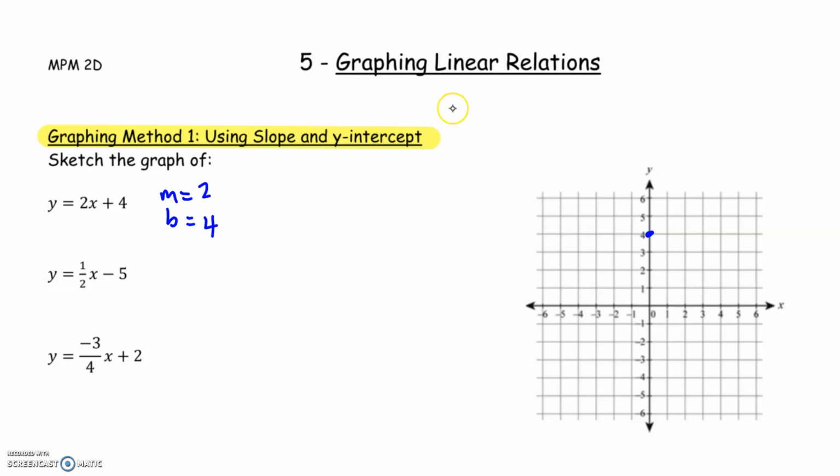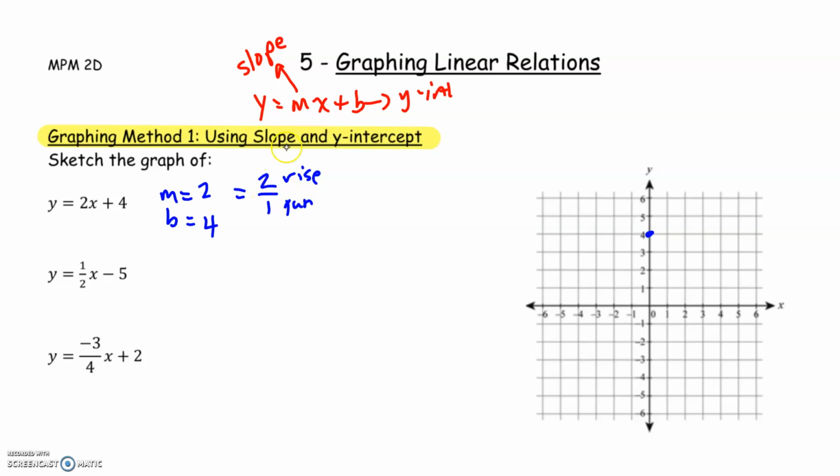And maybe let's just write a reminder of that up here. So the slope y-intercept method, we're using this formula, and we know that b is the y-intercept and m is the slope. All right, now the slope we know is rise over run, and I only have a slope of 2. That's the same as 2 over 1. So 2 is the rise, and 1 is the run.